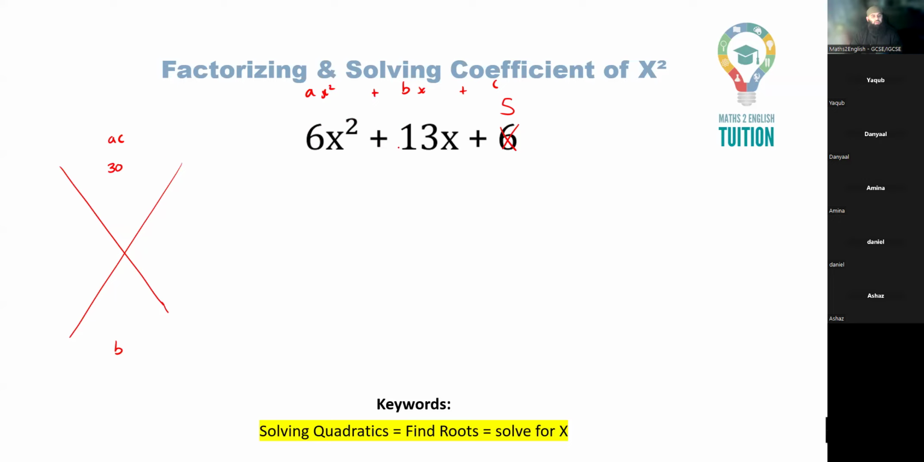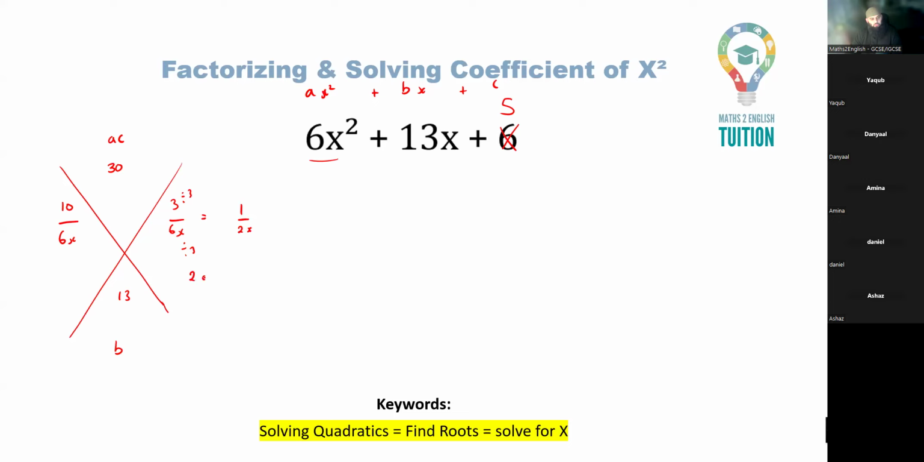30, and b is 13. Two numbers that multiply to give me 30 and add to give me 13 are 10 and 3. Now if I want to factorize it, I'm going to divide each number by 6x. Now, can I simplify further? Yes, I can. Treat it as a fraction, so I can simplify this fraction as much as possible. Divide the top number by 3, divide the bottom number by 3. Now I'm left with 1 over 2x.